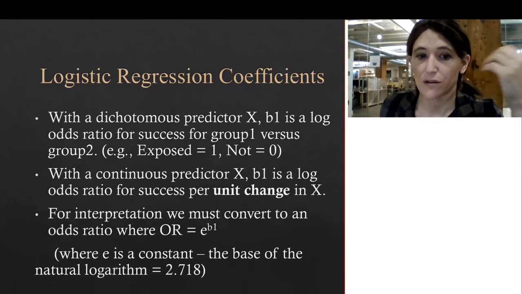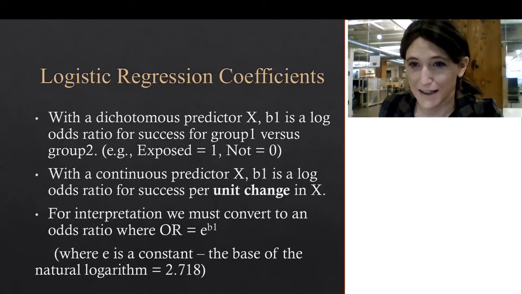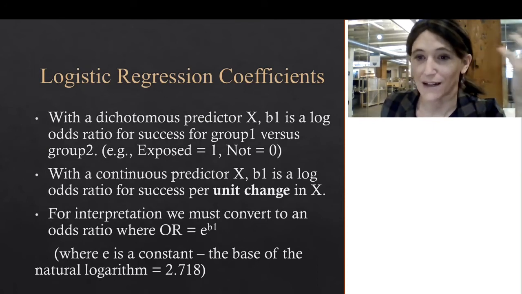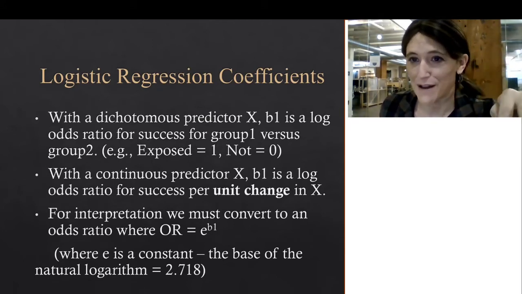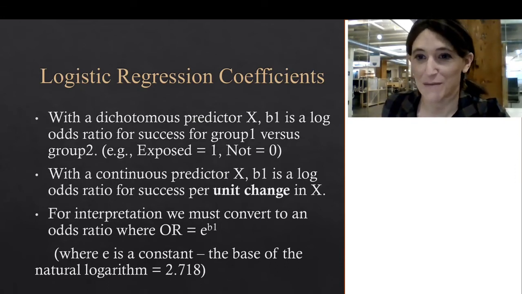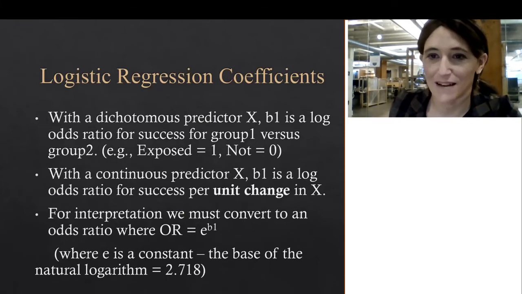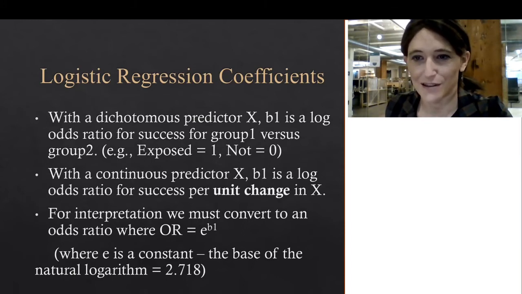So for interpretation, what we do is we take the constant e, which is the base of the natural logarithm. Think of it as like pi. It's a constant value. We raise that to the beta power, and that will give us our odds ratio. If you want to run the math on how that is true, that's for mathematicians to do. However, by taking the exponent of e, we can get the odds ratio. Don't worry though, you don't have to do it yourself. You can let the statistical software do that, or you can use a calculator.